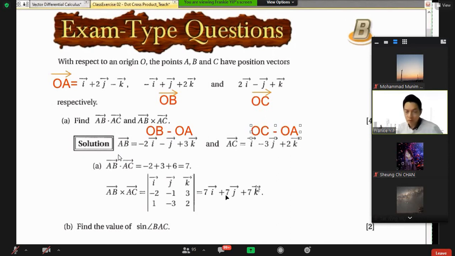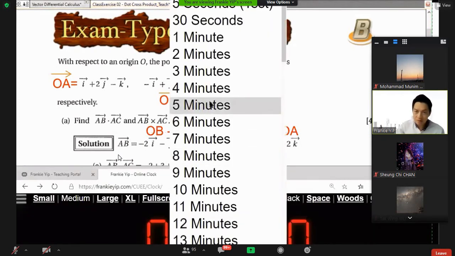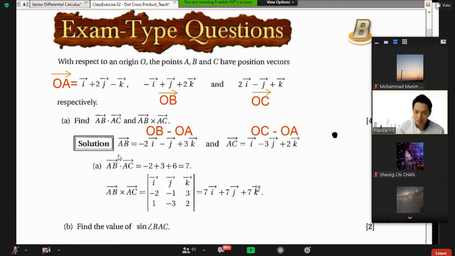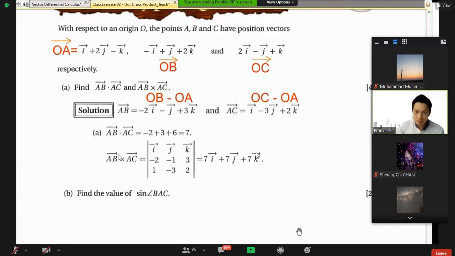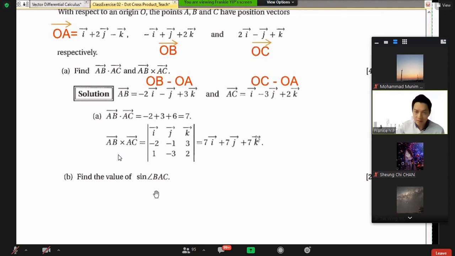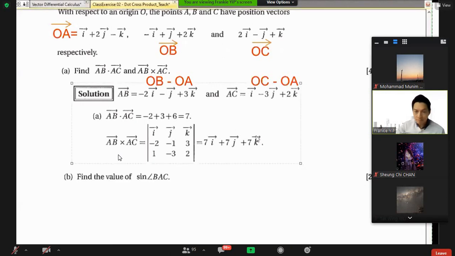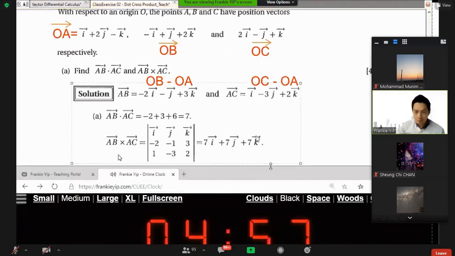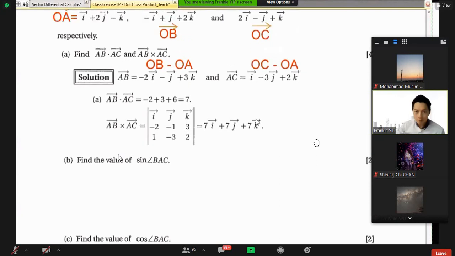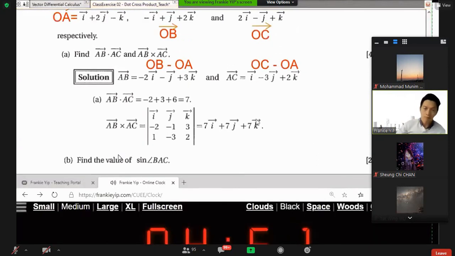And after that, we do the dot product and cross product. I think it's pretty easy. All of you can do that, right? So another 4 minutes, 5 minutes maybe. Yeah, 4 minutes, I think it's fine. You are asked to calculate the angle theta, which is angle BAC. Okay, continue.